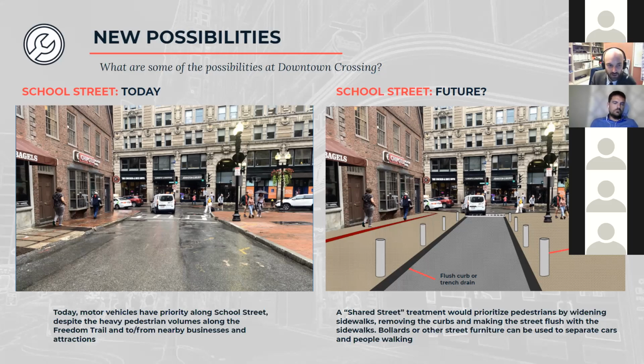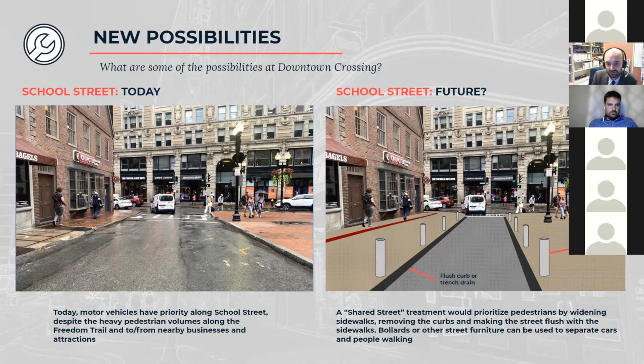We counted in a 12-hour period over 15,000 pedestrians and about 3,500 cars. So, pedestrians outnumber vehicles by a considerable margin, and we know that it's not a great experience today. School Street is not the best version of its amazing historic self.